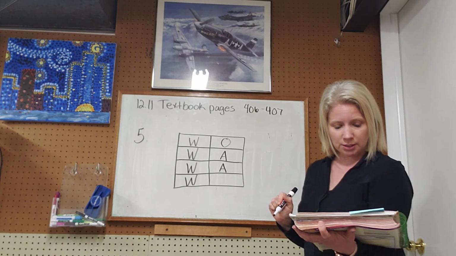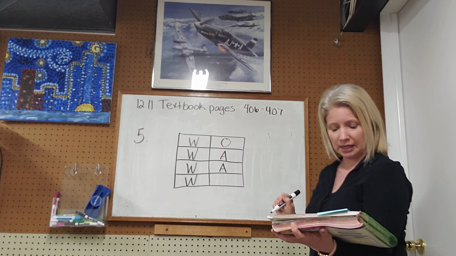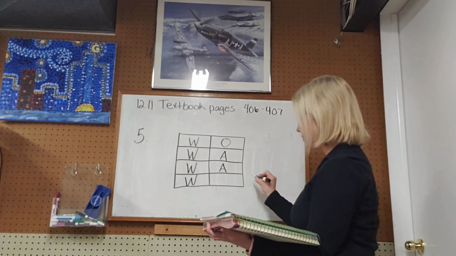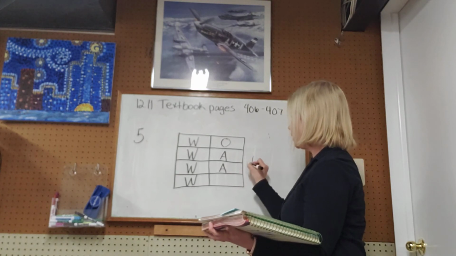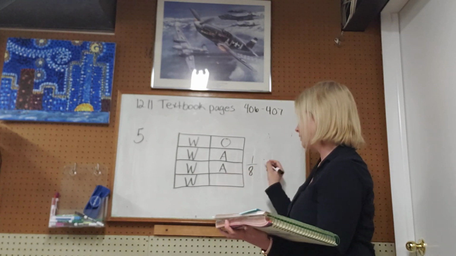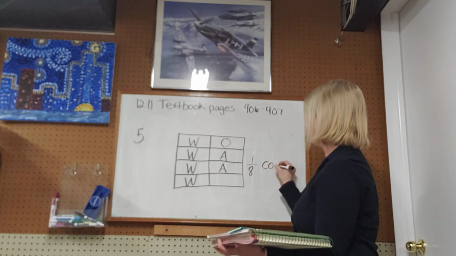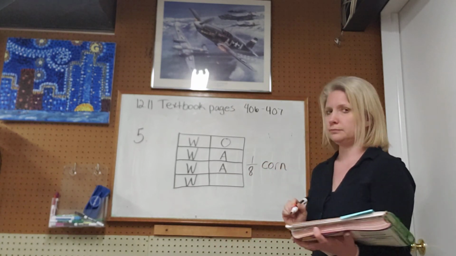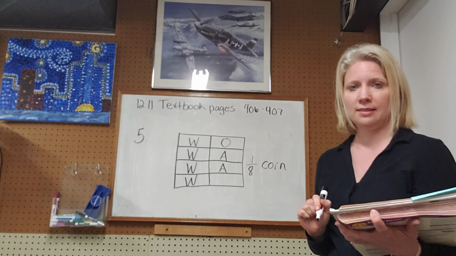How many sections of corn can he plant? Well, he's going to plant 1/8, because only 1/8 is left. 1/8 will be corn.